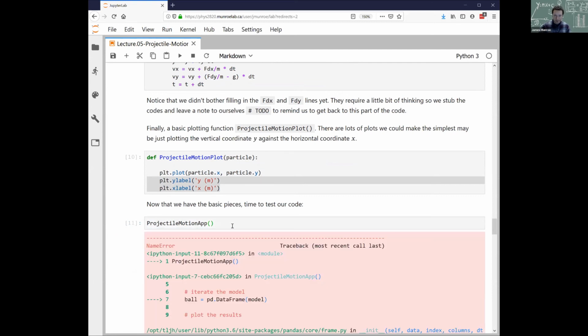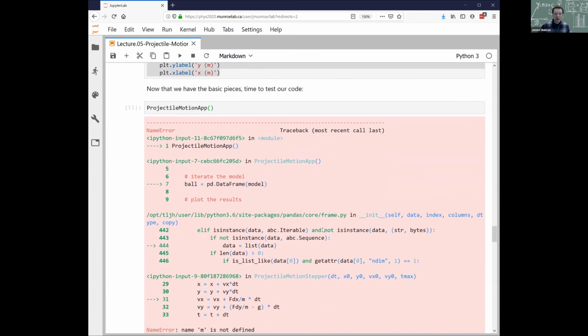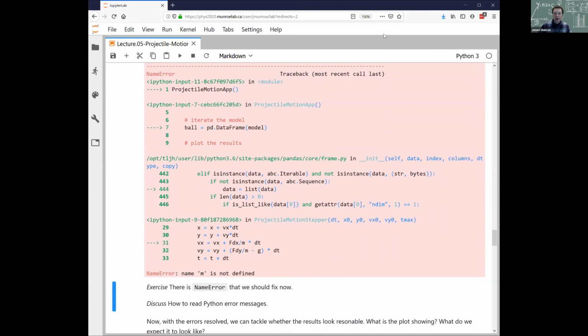And there's a problem. I get a name error. So let's debug this. Let's make sure we understand what this means. There's a lot of stuff that comes up. Your attention, though, should go to the bottom. And the bottom says name 'm' is not defined. It's telling you where the error occurs.